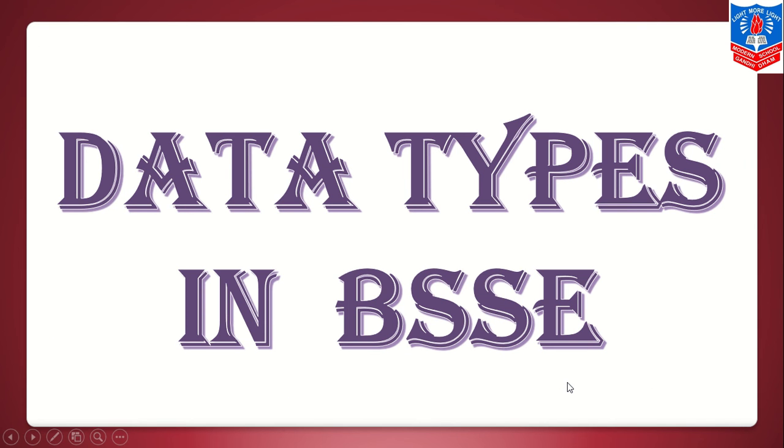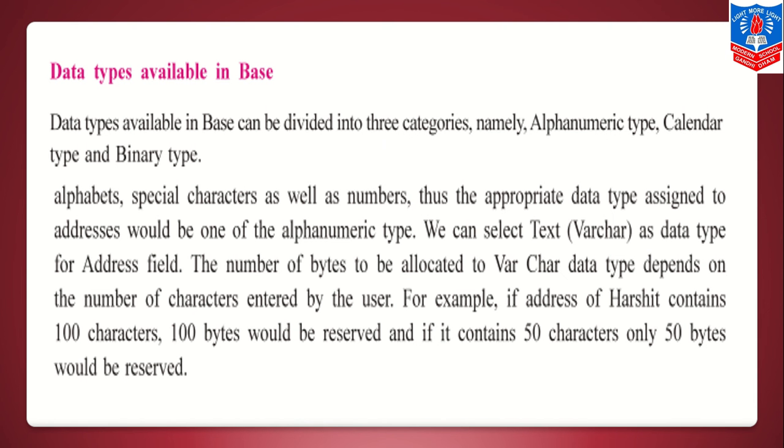Data types in Base. Data types available in Base can be divided into three categories, namely alphanumeric, calendar and binary. Alphanumeric covers alphabets, special characters as well as numbers. Thus the appropriate data type assigned to address would be an alphanumeric type. We can select varchar as the data type for the address field.